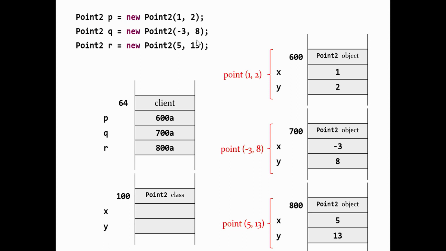When you write new Point2(-3, 8), it grabs that class, plunks down a copy here, and fills in the values -3 and 8, and so on and so on. So that's what it means when we say that the class is used as a template or as a blueprint to create objects. You literally make a copy of the class, and that becomes one of your objects.